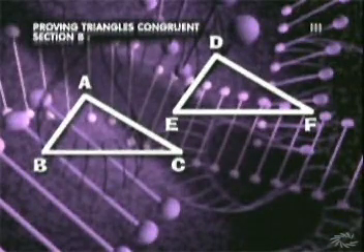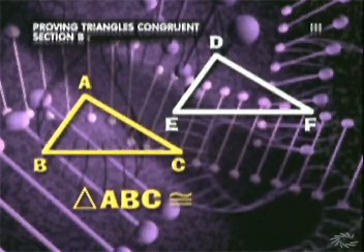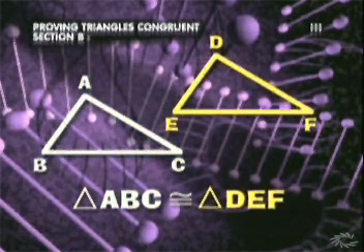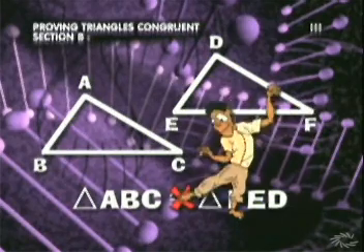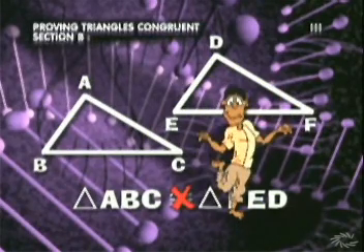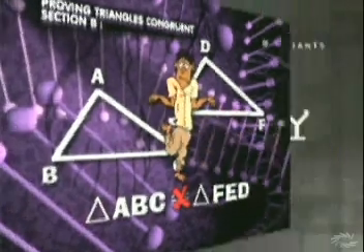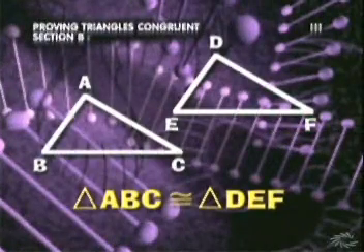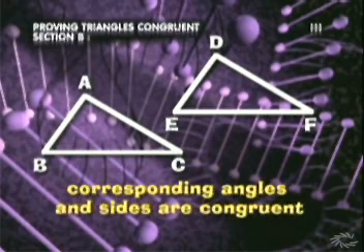To precisely state their congruence, we say triangle ABC is congruent to triangle DEF. We can't say triangle ABC is congruent to triangle FED. Why? Well, let's see why. By saying that triangle ABC is congruent to triangle DEF, we're saying that corresponding angles and sides are congruent.